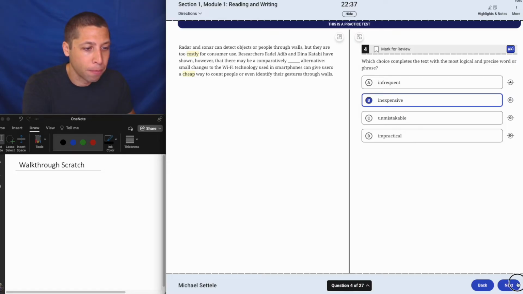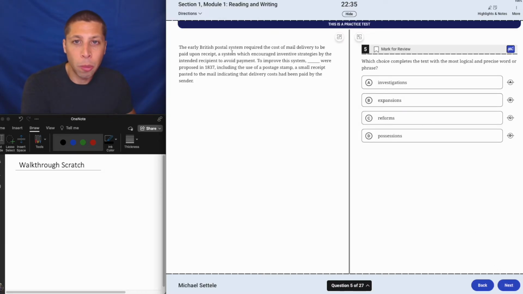So, yeah, okay. The early British postal system required the cost of mail delivery to be paid upon receipt, a system which encouraged inventive strategies by the intended recipient to avoid payment. To improve this system, blank were proposed in 1837, including the use of a postage stamp. A small receipt pasted on the mail, indicating the delivery cost has been paid by the sender. How about changes? Reforms, yes, good, perfect.